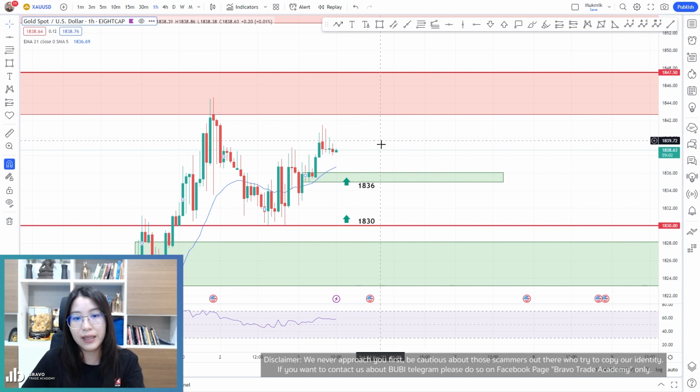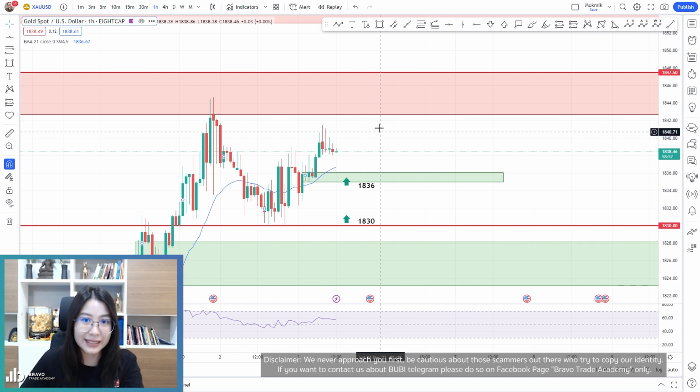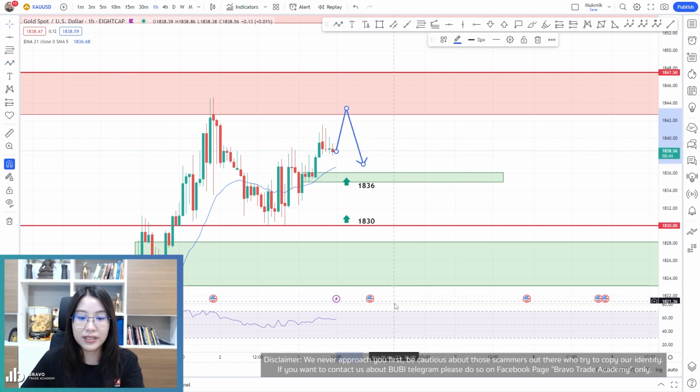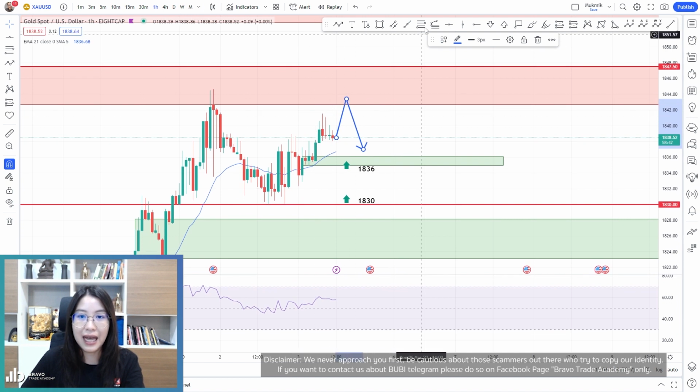What about the selling plan? For the selling plan, there's no clear price structure here that I could give you an exact number for, but I could tell you the patterns that you could be looking for today. The first one is the classic divergence here. What is a classic divergence? You have a higher high for the price, but the RSI is not following the price, so you have a lower high. That's one of the signals that you could go for a sell around this resistance region.